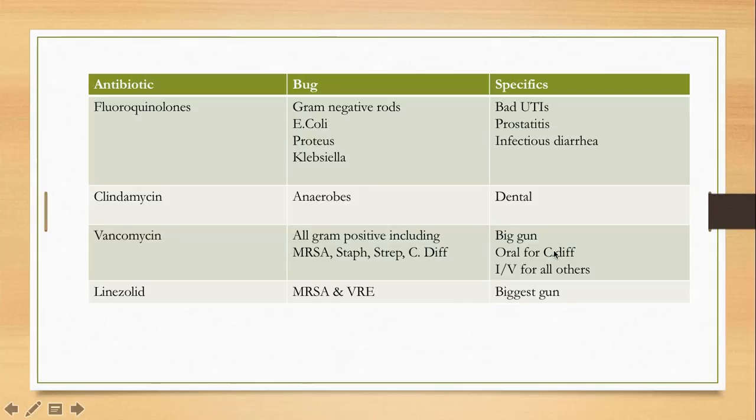Vancomycin is a big gun, so it will cover not only everything that penicillins and cephalosporins cover, but also MRSA. And if you see C. diff colitis, then you can do oral vancomycin. So for all the other infections we have to do IV, but for C. diff colitis we do oral vancomycin. Linezolid is the biggest gun, so it's one of the strongest antibiotics out there. It will cover not only MRSA but also vancomycin resistant enterococcus. So it will basically cover everything, and it's only used in the parenteral form.